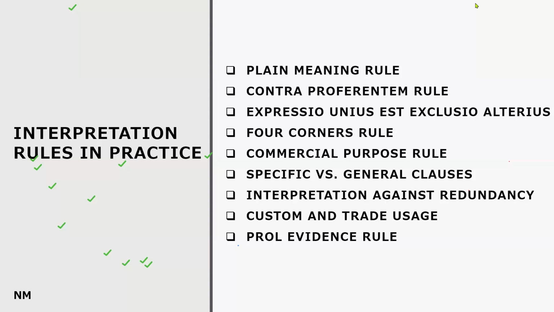And also expressio unius. These terms are from Latin. So this is also a rule in practice, that means the express terms in the contract become superior over the omitted terms, right? So I can explain with an example for that, then you can get a better understanding.